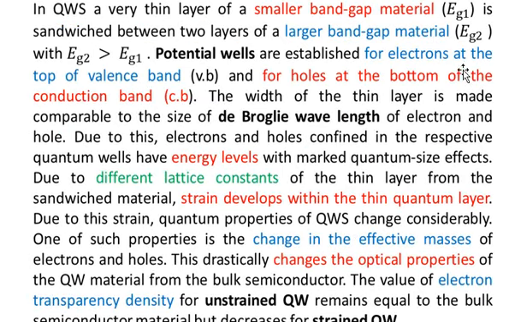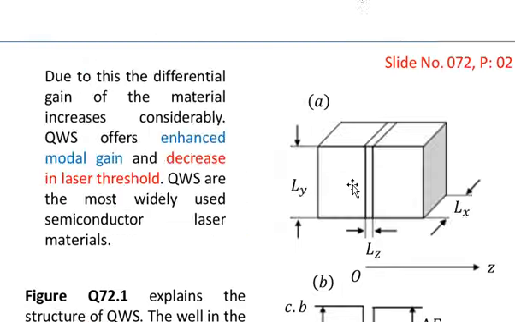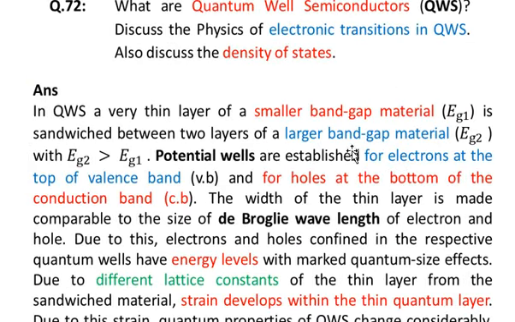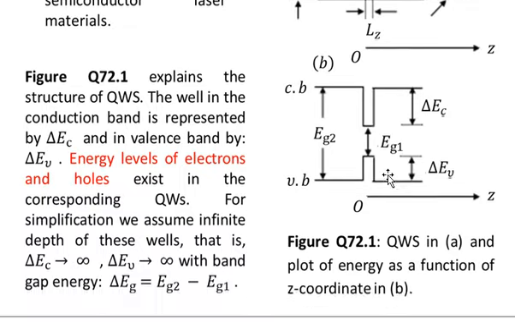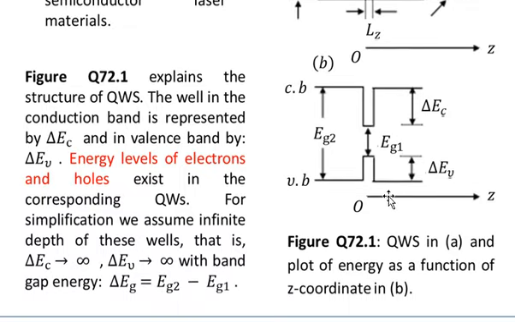Potential wells are established for electrons at the top of the valence band. So you see that here the VB level is actually the top level of the valence band due to the larger band gap material. So the upper level of that larger band gap material is represented by VB, and the conduction band is represented by CB.